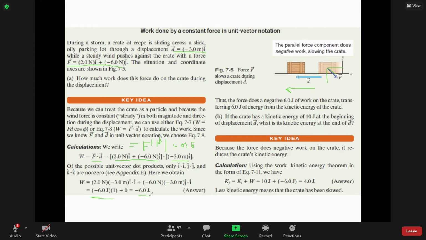So the fact that the work came out negative, and we said work is a scalar quantity, can be zero, positive, or negative. For scalar quantities, negative means small.